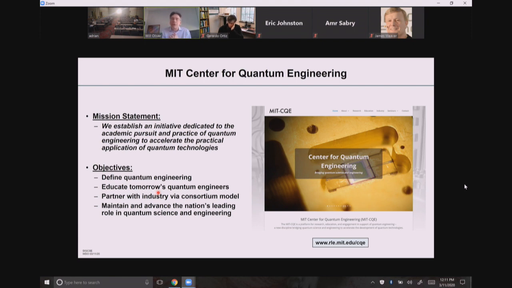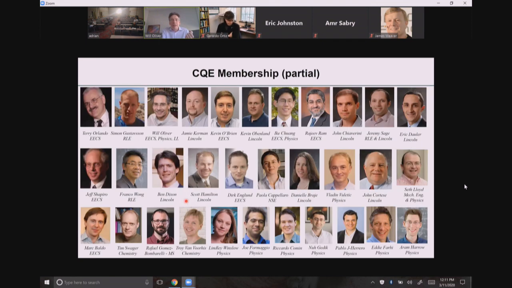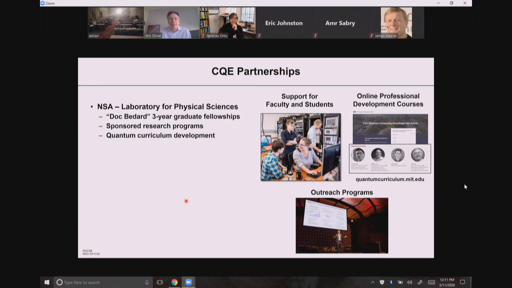And we have to develop the curriculum or the curricula, and we also have to write the textbooks, right, that surround that. Now, this should be done in concert with industry, and so we have a consortium model that does that. And of course, the goal is to maintain our expertise and our lead in quantum information. We have a large number of participants, both from Lincoln Lab and campus in this center. This is only a partial list of folks that are participating. And we also have a number of partnerships that target quantum computing.